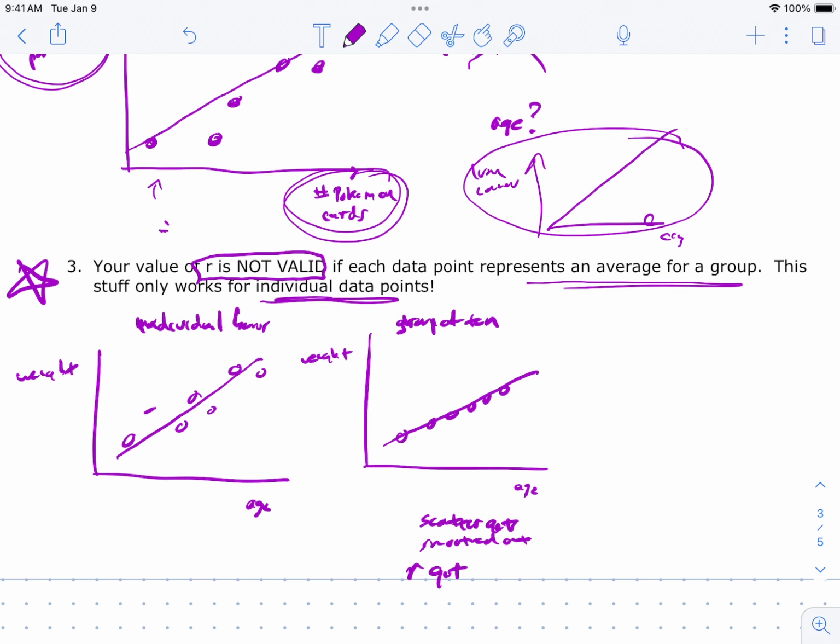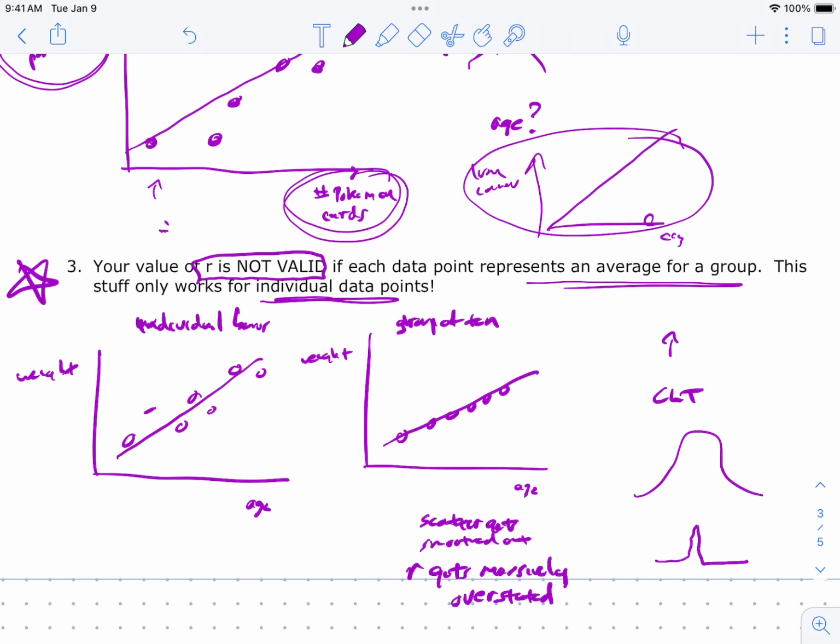R gets massively overstated. The value of R will be too high. Don't use groups. Don't use groups. This is related to the idea of the central limit theorem. Remember when we sampled n at a time, we ended up getting a narrower standard deviation. It's kind of related to that idea. So groups are going to smooth out a bunch of variation. It's going to make your R look a lot better than it really is.